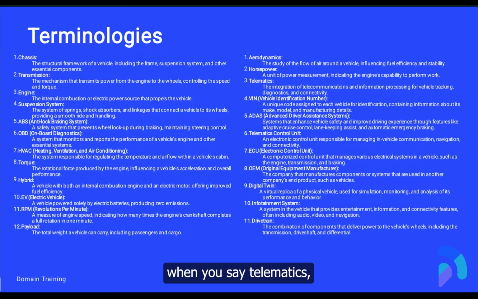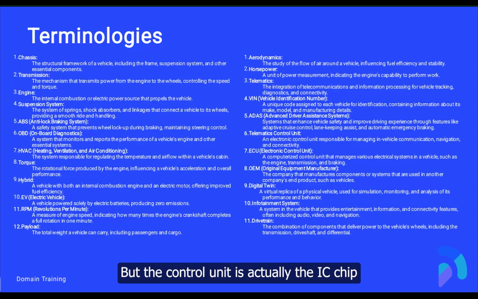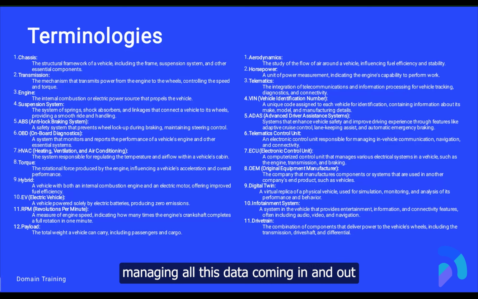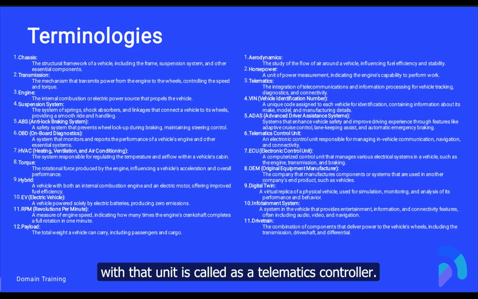So when you say telematics, it's a combination of all the processes like connectivity and diagnostic systems. But the control unit is actually the IC chip or the software chip inside, which is controlling or managing all this data coming in and out. That unit is called a telematics control unit.